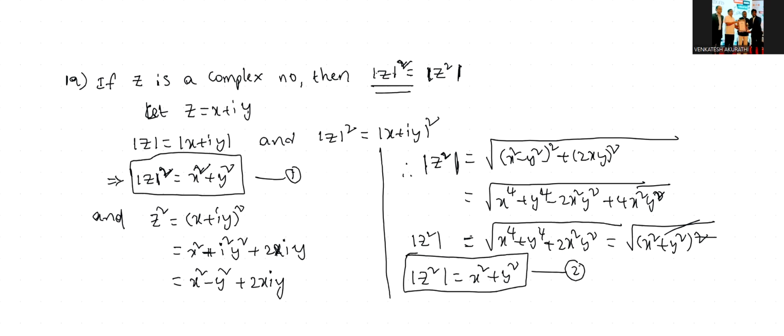From 1 and 2, (mod z) whole square is equal to mod of z square. So this is the solution.